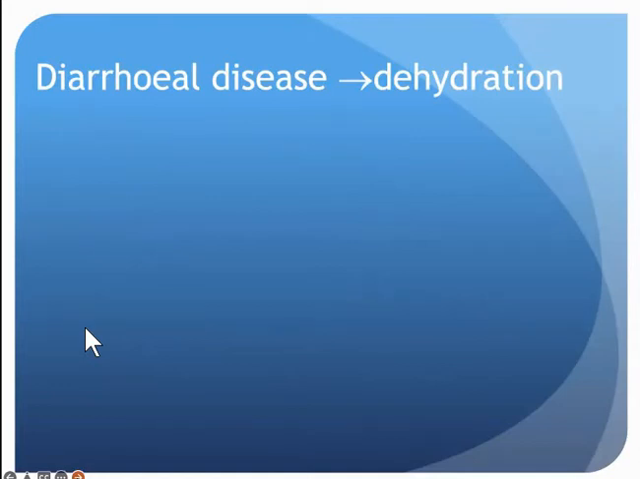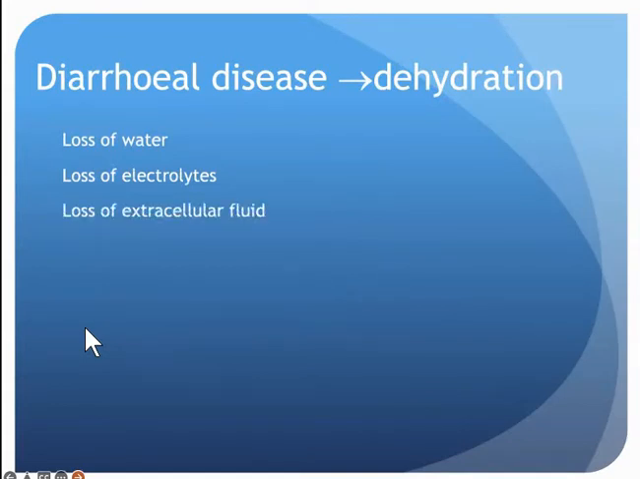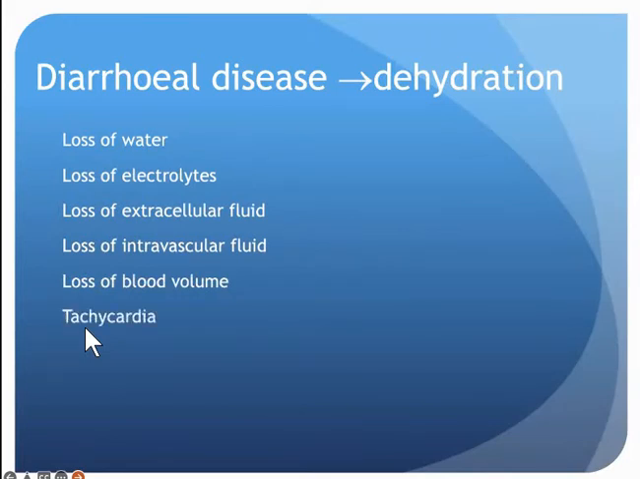So, when dehydrated, you start with a loss of water. You then have a loss of electrolytes. You then lose the extracellular fluid from the cells. Once that happens, you start to lose your intravascular fluid, which results in a loss of your blood volume. And when your blood volume decreases, your heart increases its rate and you get tachycardia in order to make up for the lower blood volume.